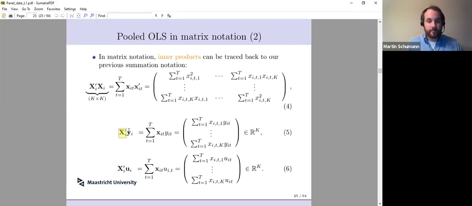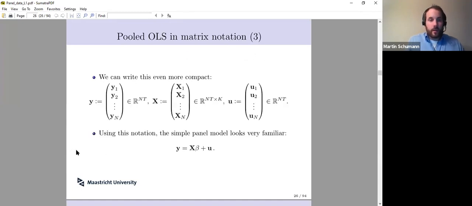So this is a little bit of notation, which is very useful. This type of notation with only the i index, we will use many times in this course. However, we can make this even more compact by stacking the stacked vectors and stacking the matrices. Now we can write the full data set like this, where X is now an NT times K matrix, and U is an NT vector. So this contains all the data. And this looks, of course, very familiar if you have taken any econometrics course before.